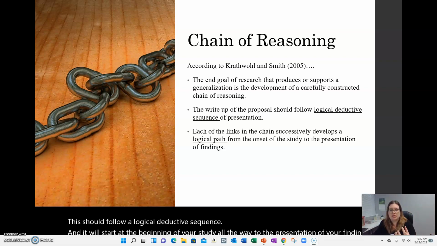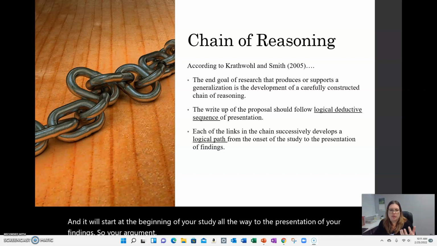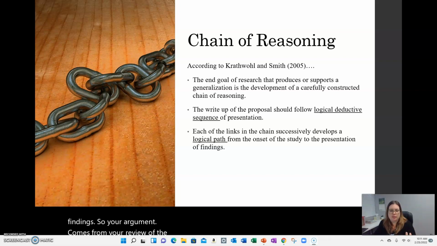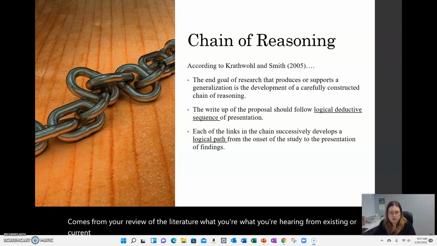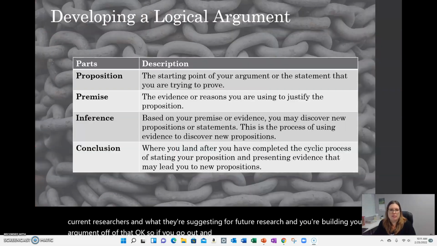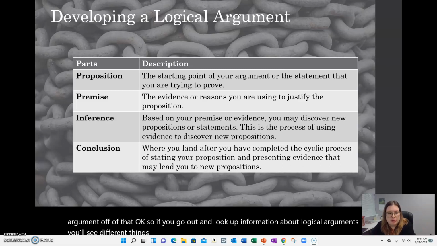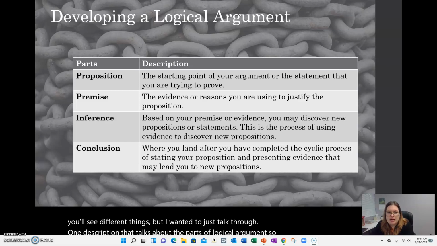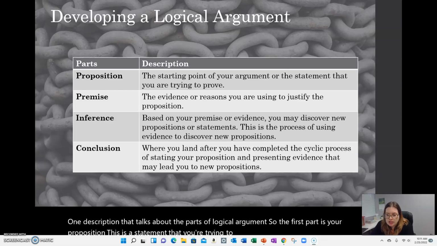So your argument comes from your review of the literature, what you're hearing from existing or current researchers and what they're suggesting for future research, and you're building your argument off of that. Okay? So if you go out and look up information about logical arguments, you'll see different things, but I wanted to just talk through one description that talks about the parts of a logical argument. So the first part is your proposition. This is a statement that you're trying to prove. That's what you're standing on.